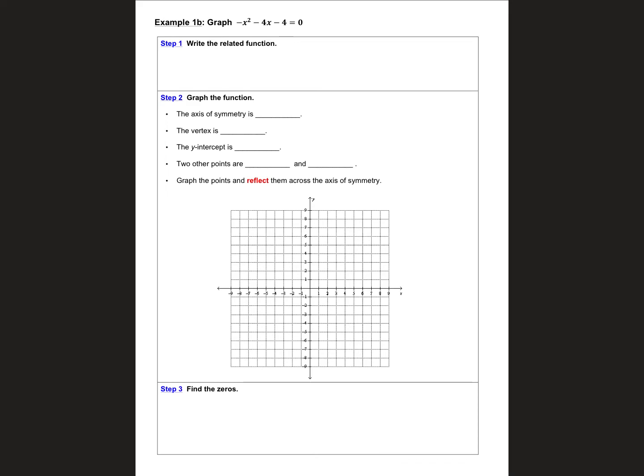Okay, here's our next equation. It's asking us to write it as a related function. So remember, we're going to change the 0 out to be a y.